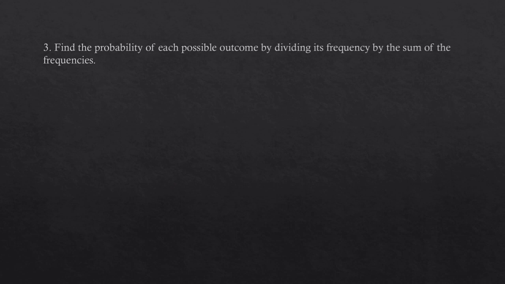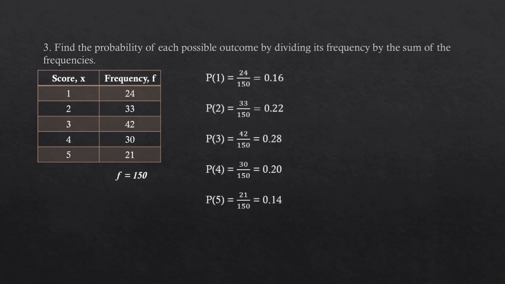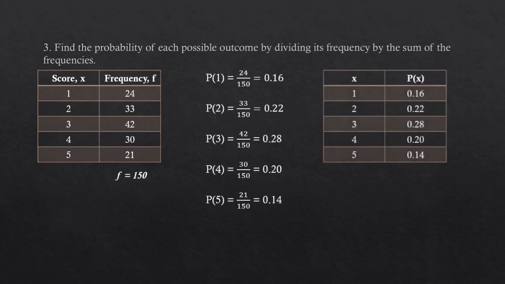Third, find the probability of each possible outcome by dividing its frequency by the sum of the frequencies, which is 150. So P sub 1 is equal to 0.16, P sub 2 is equal to 0.22, P sub 3 is equal to 0.28, P sub 4 is equal to 0.20, and P sub 5 is equal to 0.14. So this is the table of the discrete probability distribution.